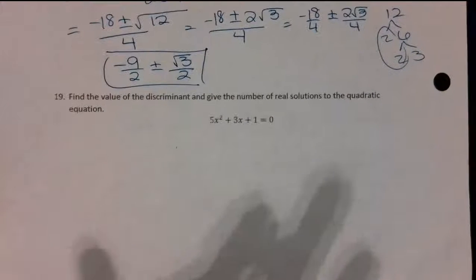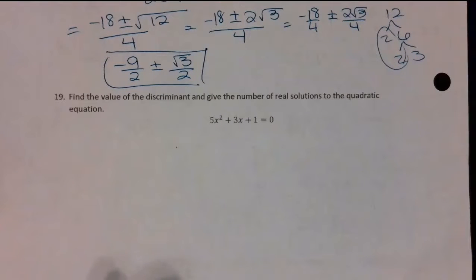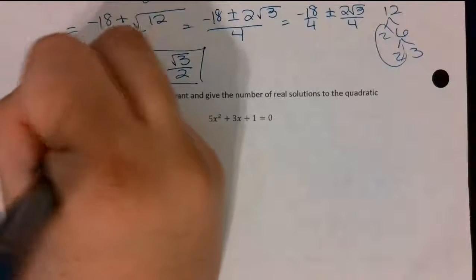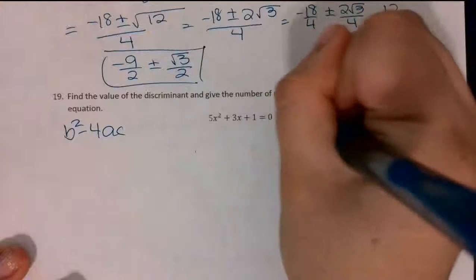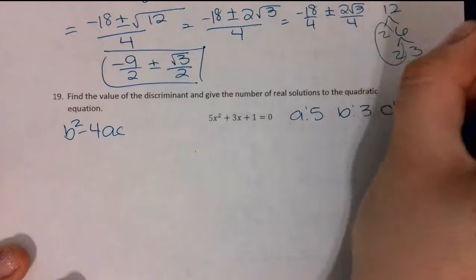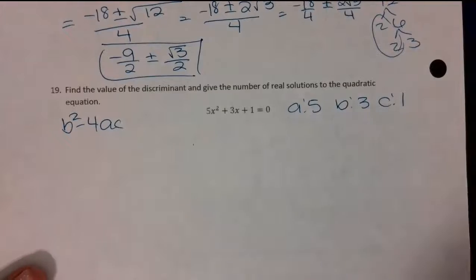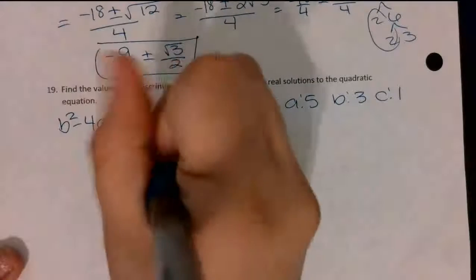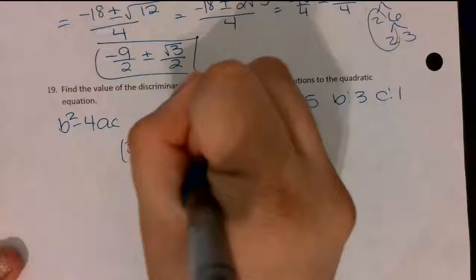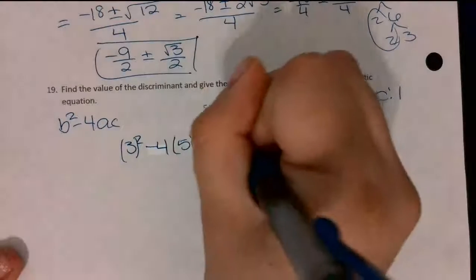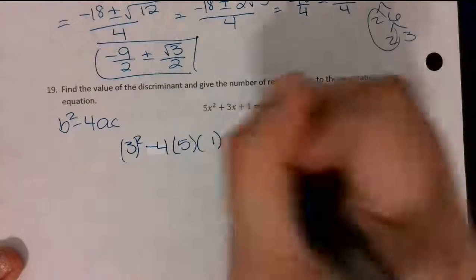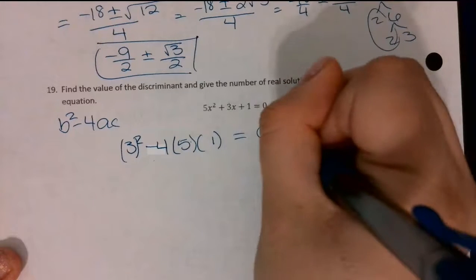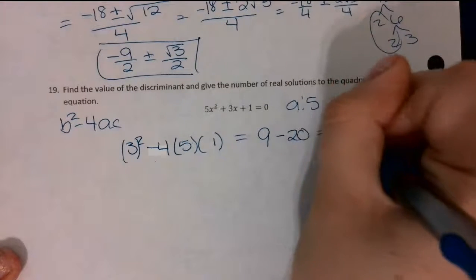Okay. Number 19 wants us to find the value of the discriminant and give the number of real solutions to the quadratic equation. When I'm finding the discriminant, that's just the b squared minus 4ac part. So my a is 5, my b is 3, and my c is 1. I'm going to plug that in. I have 3 squared, minus, not equals, minus 4 times my a value of 5 times my c value of 1. So I have 9 minus 4 times 5 is 20 times 1 is 20. 9 minus 20 is negative 11.